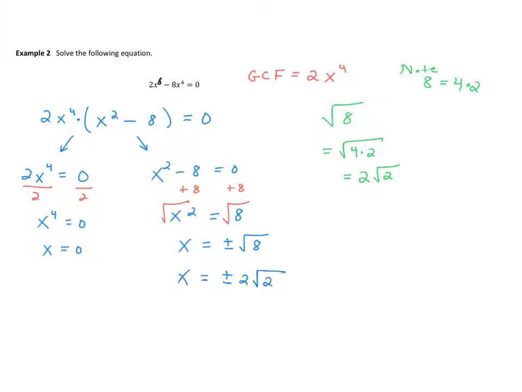So if I were to write out the 3 solutions, they are x is equal to 0, x is equal to the positive 2 root 2, and also the negative of 2 root 2. And those are the answers to this equation.